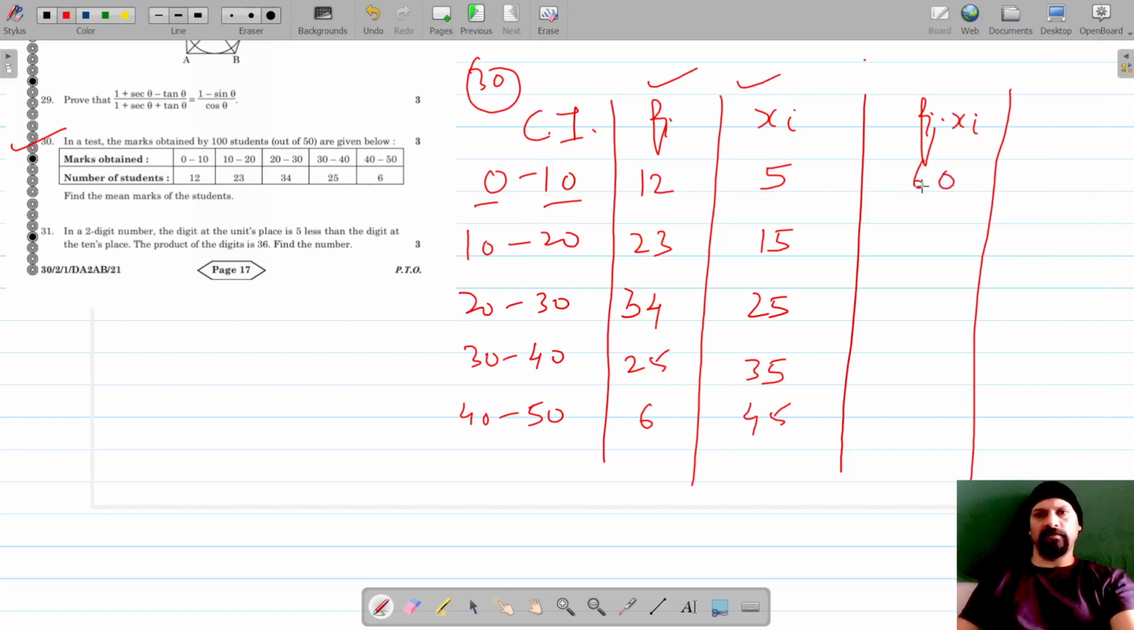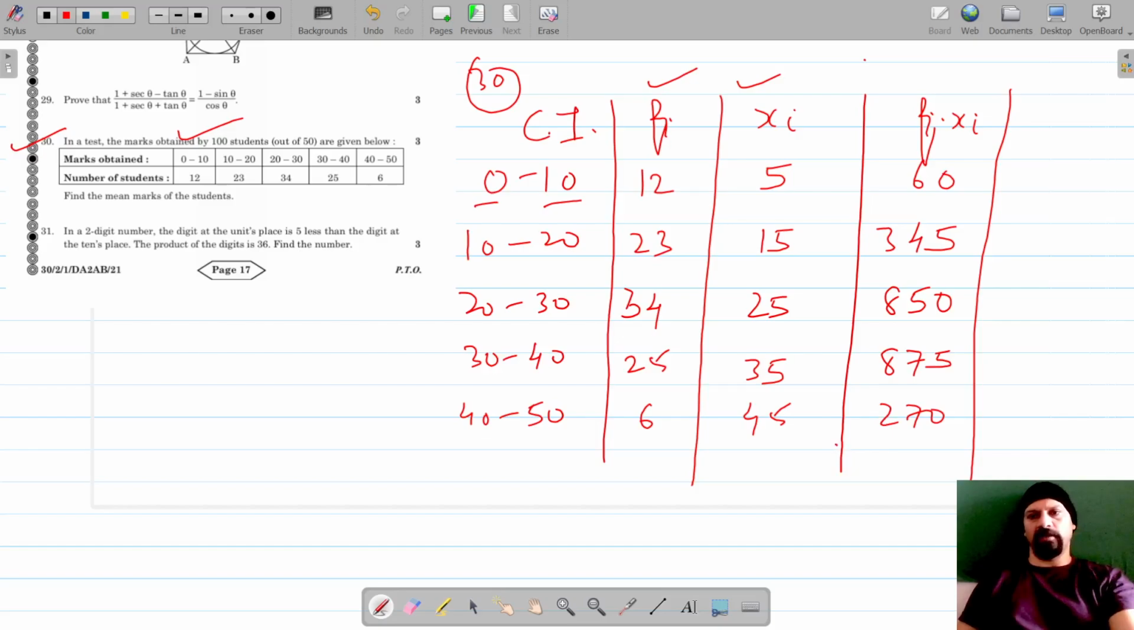12 into 5 is 60. 23 into 15 should be 345. 34 and 25 is 850. So you can use any of the methods here because it's not mentioned in the question that you have to use a particular method. So I'm going with the first one. 25 into 35 is 875. 6 into 45 is 270.